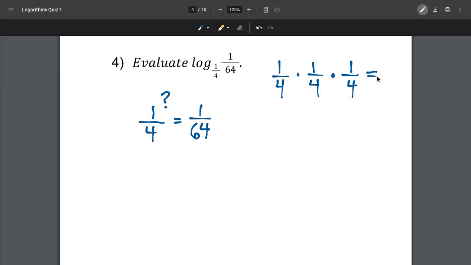So this equals 1/64. And I have 1, 2, 3 1/4 I multiply together to get 1/64. So my solution here is 3.